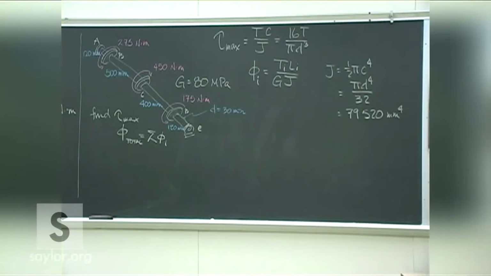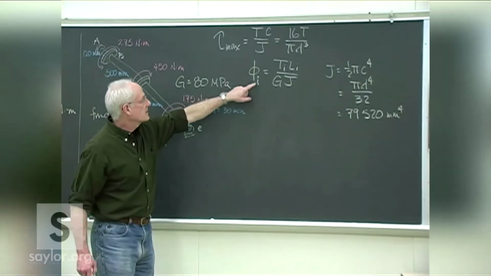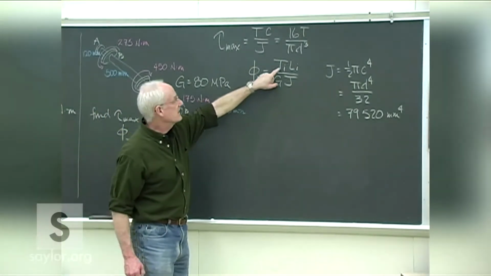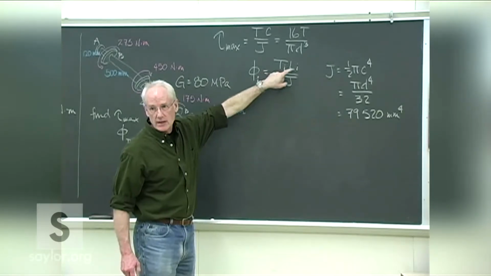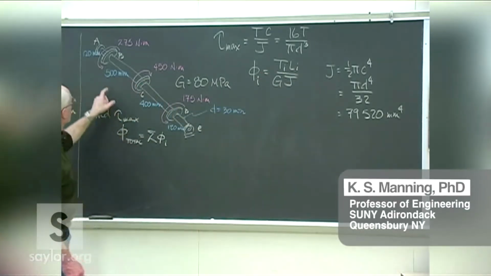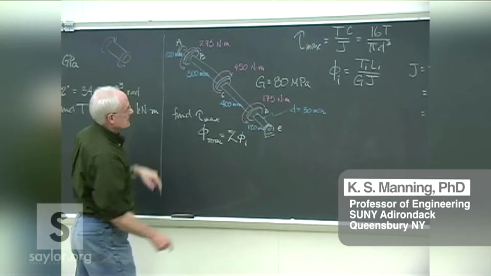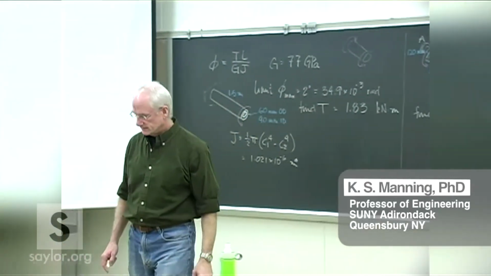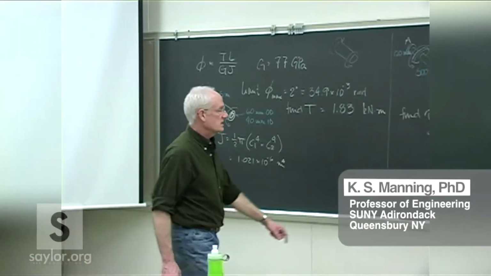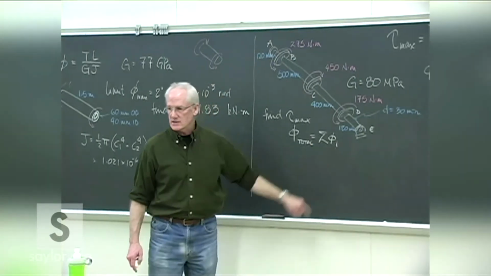Make sense, Joe? What's the I? The I just has to do with the fact there's going to be a couple sections you're going to have to figure out the angular deflection for, because each of the sections has its own internal load and its own length. B to C is 500, C to D is 400 millimeters. So that's just an index, a summation index.